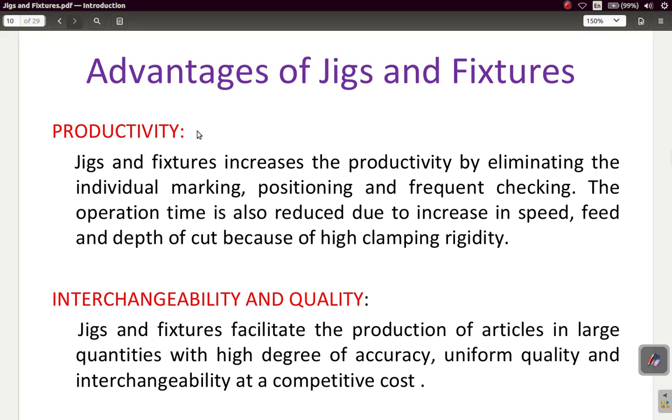Advantages of jigs and fixtures. Productivity. Jigs and fixtures increase productivity by eliminating individual marking, positioning, and frequent checking. The operation time is also reduced due to increase in speed, feed, and depth of cut because of high clamping rigidity.